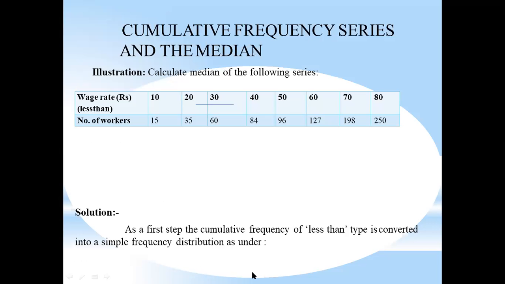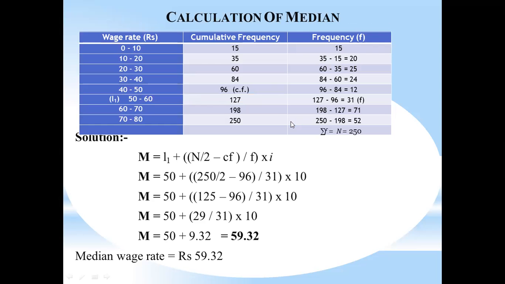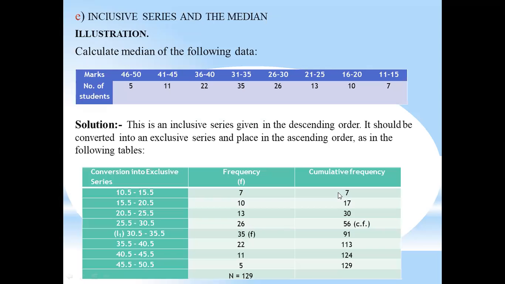So this is how you actually calculate when they give you less than or more than: you convert that cumulative frequency into simple frequency and then carry on with the problem. Now the next thing we are going to do is inclusive series and the median. Calculation of median for the following data. Now you know how to convert inclusive into exclusive.